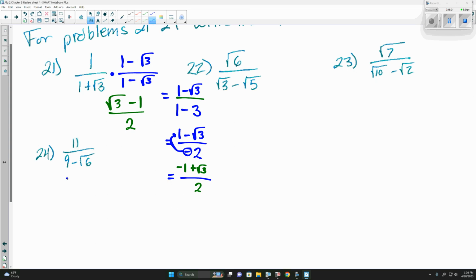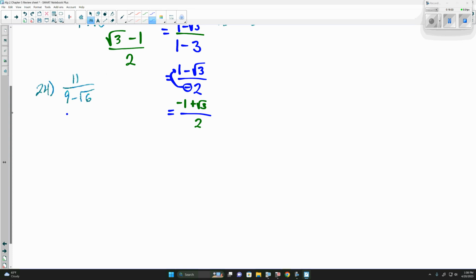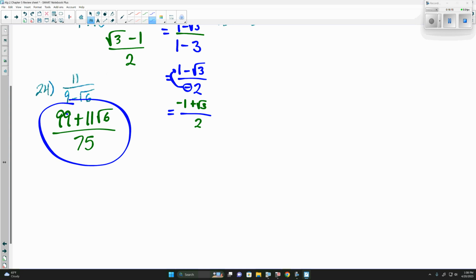I believe the 24, if we do plug it in, it should be 99 plus 11 square root of 6 over 75. I believe the answer key, I think, has minus. I'm not sure. Let's sneak a peek. Yeah, so it's supposed to be plus instead of minus.